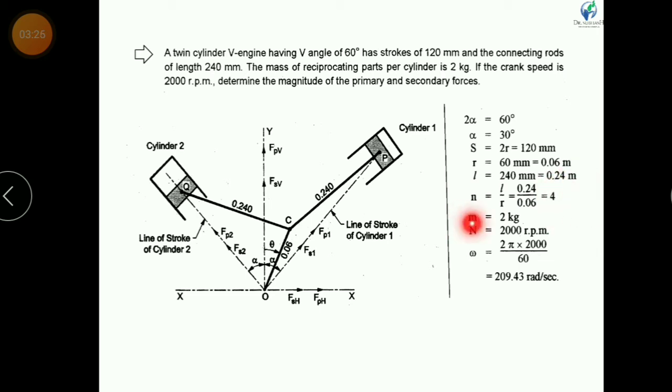Now the mass of reciprocating part per cylinder is 2 kg, so small m is 2 kg, and the crank speed is 2000 rpm. So if we determine omega, omega is equal to 2 pi N upon 60 in radian per second. If we put N equal to 2000, then we get omega equal to 209.43 radian per second.